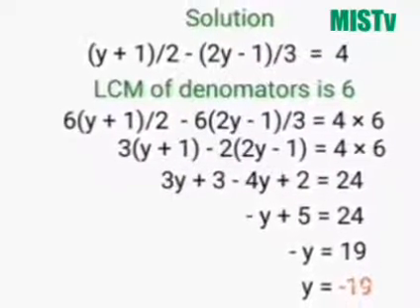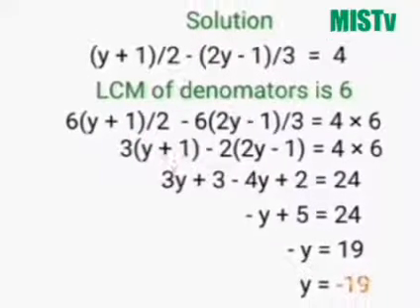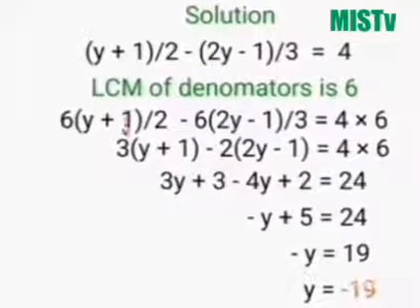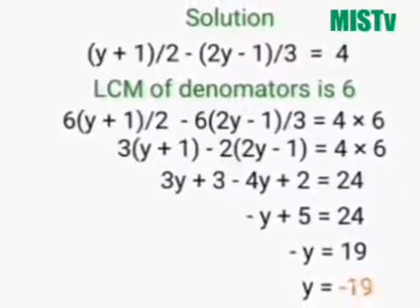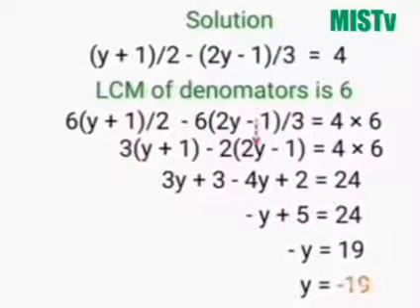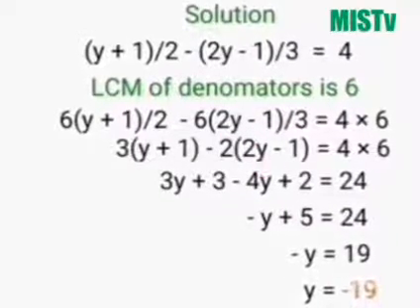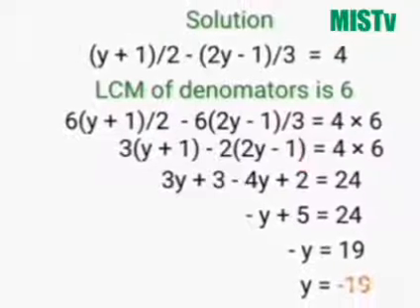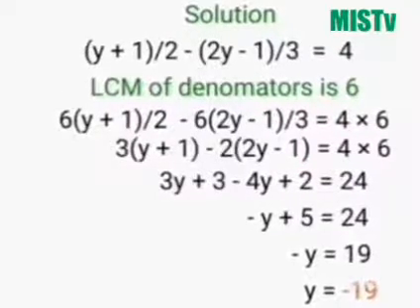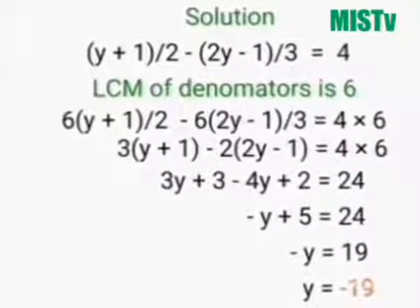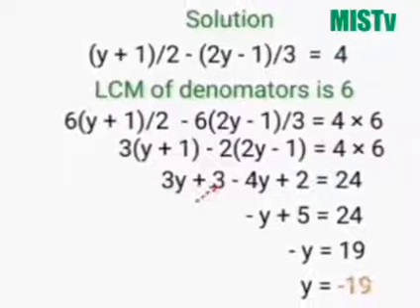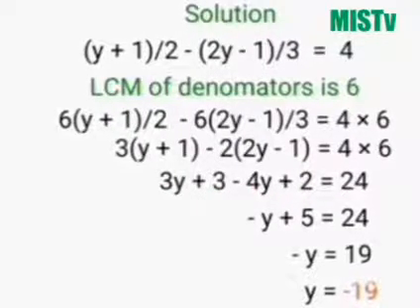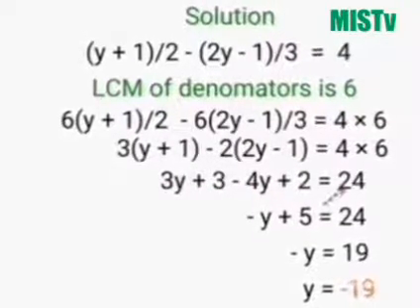Step 3. Remove bracket. 3 times y gives 3y. 3 times 1 gives 3. Minus 2 times 2y gives minus 4y. Minus 2 times minus 1 gives plus 2. 4 times 6 gives 24. The equation becomes 3y plus 3 minus 4y plus 2 equals 24.